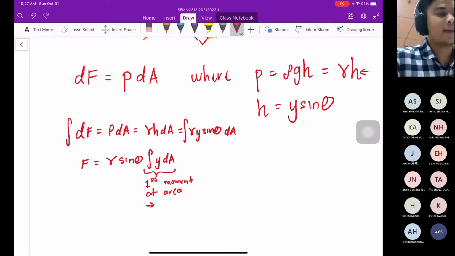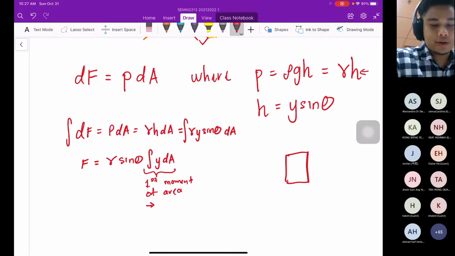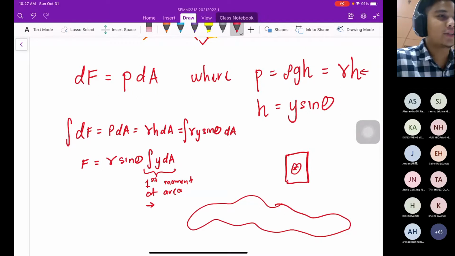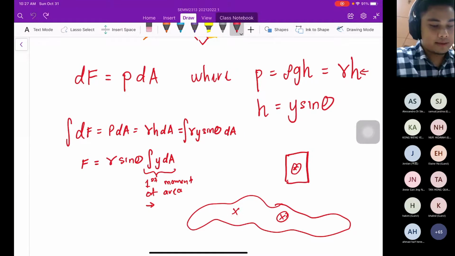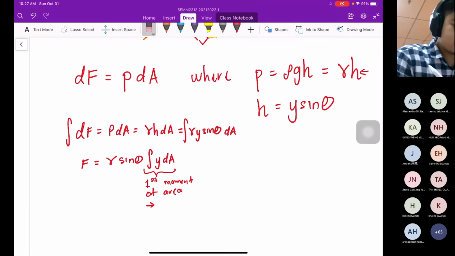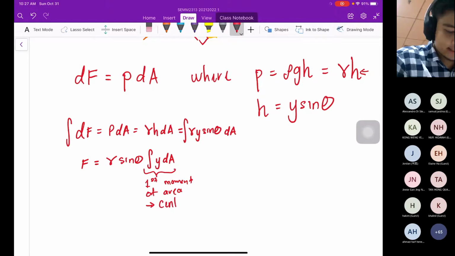Okay, it's okay. The first moment of area is used to find the centroid of the area. For example, if this is the area, you can know directly this is centroid. How about this one? Do you know the centroid? You might not know. Maybe this one centroid, maybe this centroid. So that is why the first moment of area is introduced to find the centroid of this location. It is used to find the centroid.